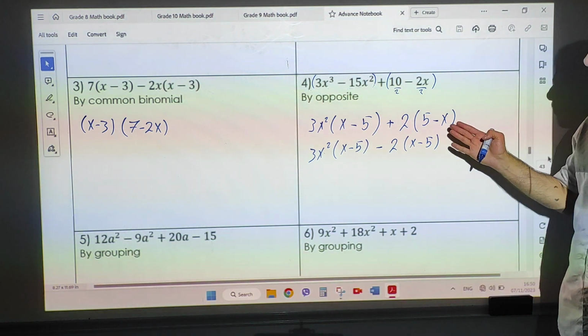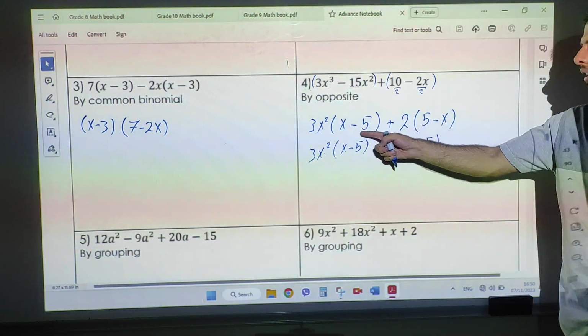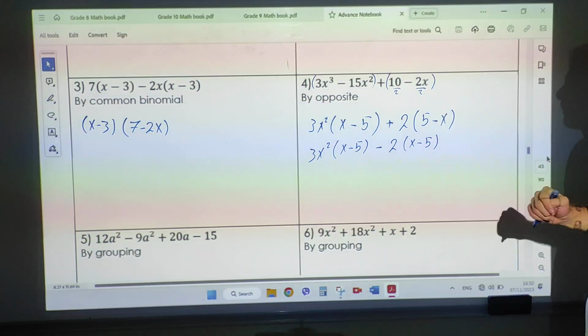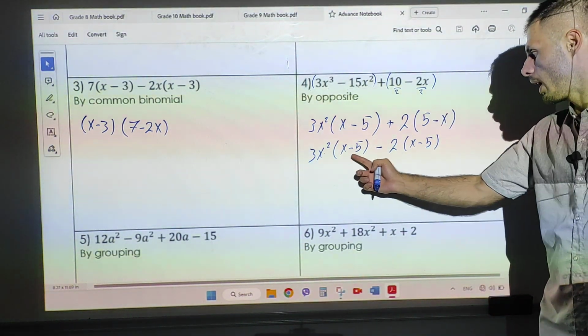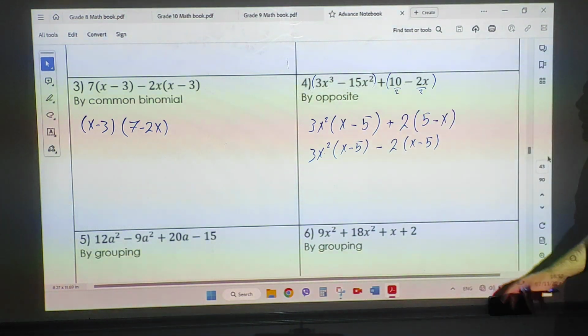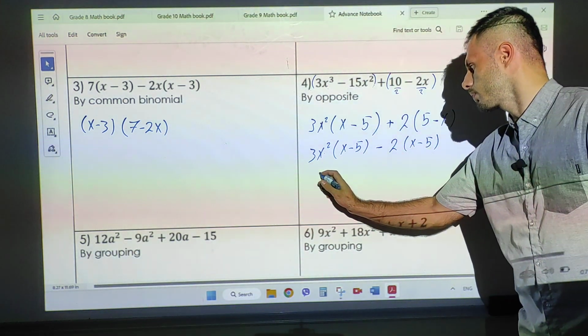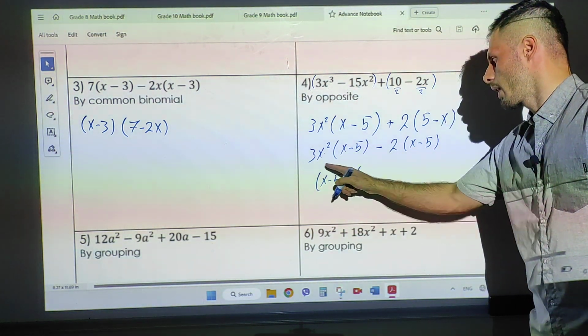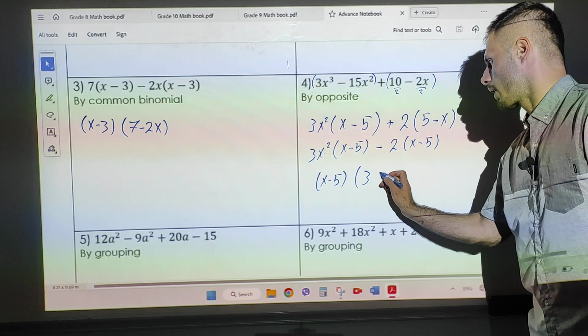Always, to make it the same bracket, you must change this sign and change the place of these two. Then now we have the same bracket in both. Now it's in this step, like this one. We can take the same x minus 5. We open another bracket, we write what you have outside the brackets.